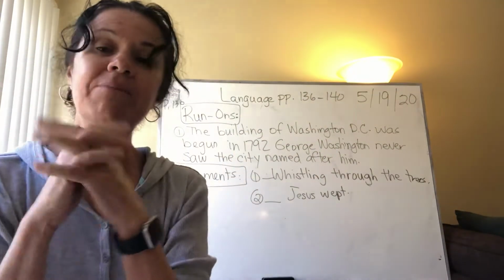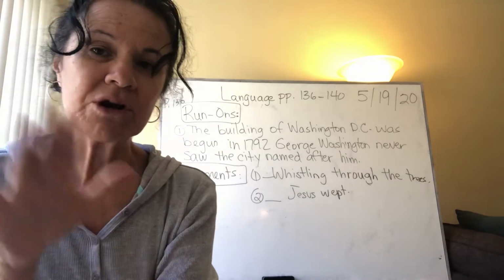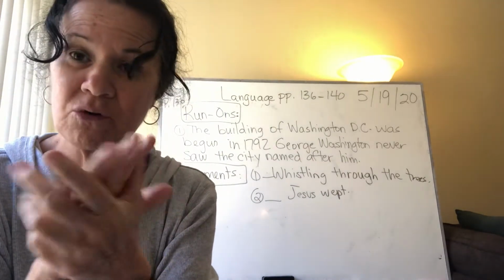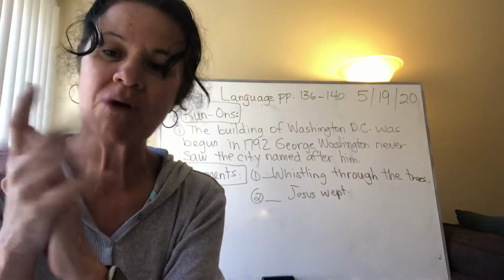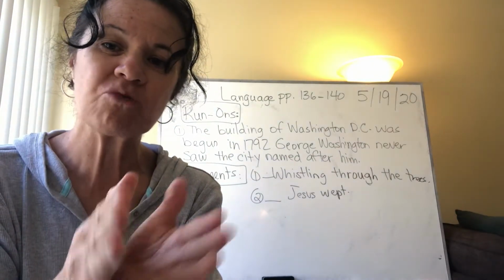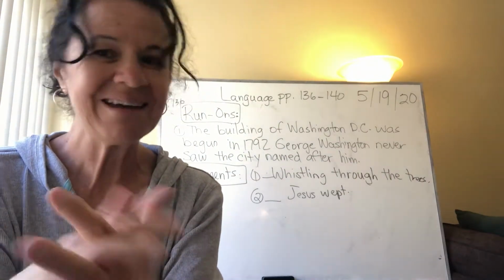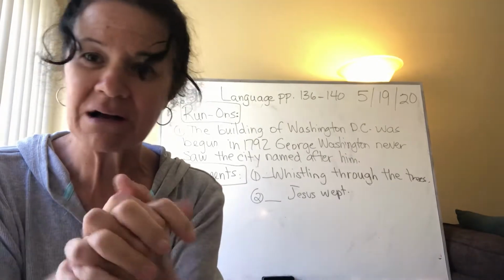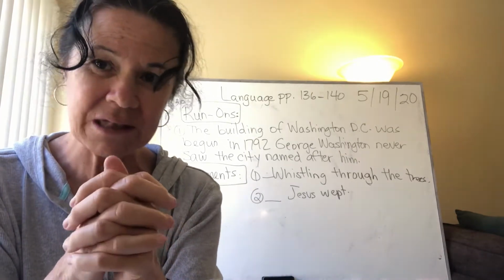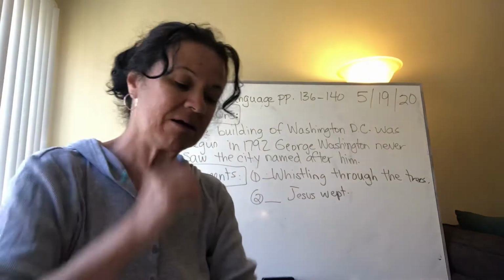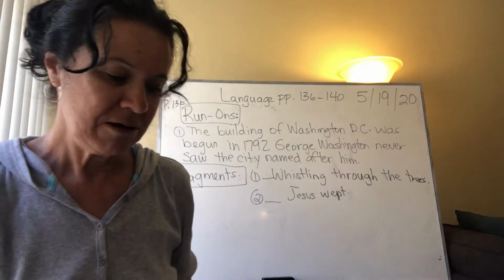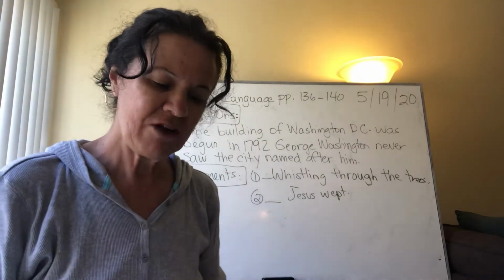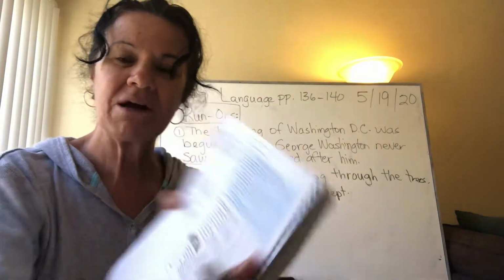We're going to do quite a bit today, but it's not difficult. We're going to learn a few more comma rules, and we're going to learn about fragments and run-ons. So even though you're doing pages 136 through 140, it's not a whole lot because you're just basically putting commas in the correct locations and writing a few words here and there. Okay, so let's start on page 136, avoiding run-on sentences.